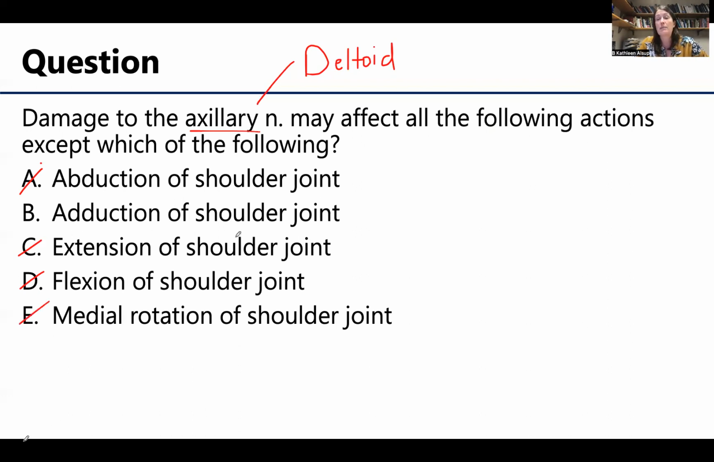So basically, it's capable of all the actions that can occur at a synovial joint other than adduction. So B is the correct answer. The deltoid is capable of all the following actions except for adduction. All right, excellent. So just a little tricky. I bet you felt good once you thought through it there.